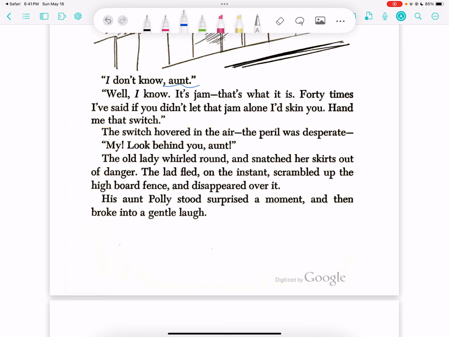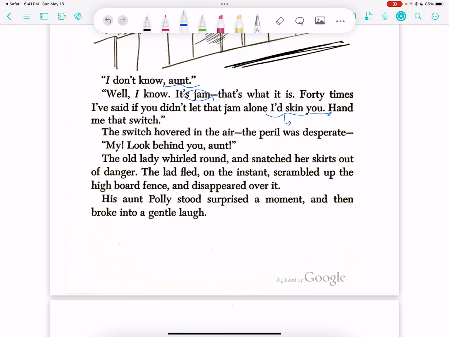"Well, I know. It's jam. That's what it is. Forty times I've said if you didn't let that jam alone, I'd skin you. Hand me that switch." "I'd skin you" is kind of an old way of saying "I'd hit you." So it's like, "Oh, I told you not to do it, or else I'll punish you for it." And he's like, he ate the jam.